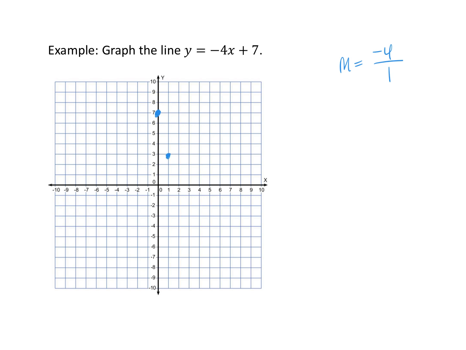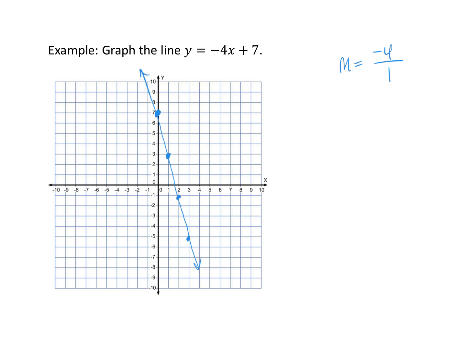And I can keep doing that to get more points if I want to be more accurate with my line. 1, 2, 3, 4, right 1. But it really only takes 2 points to determine a line. So once you have 2 points, you can just connect them with a straight line and you're done. You can see sometimes it's helpful to have more points just because it's hard to draw a straight line without the guideline points.